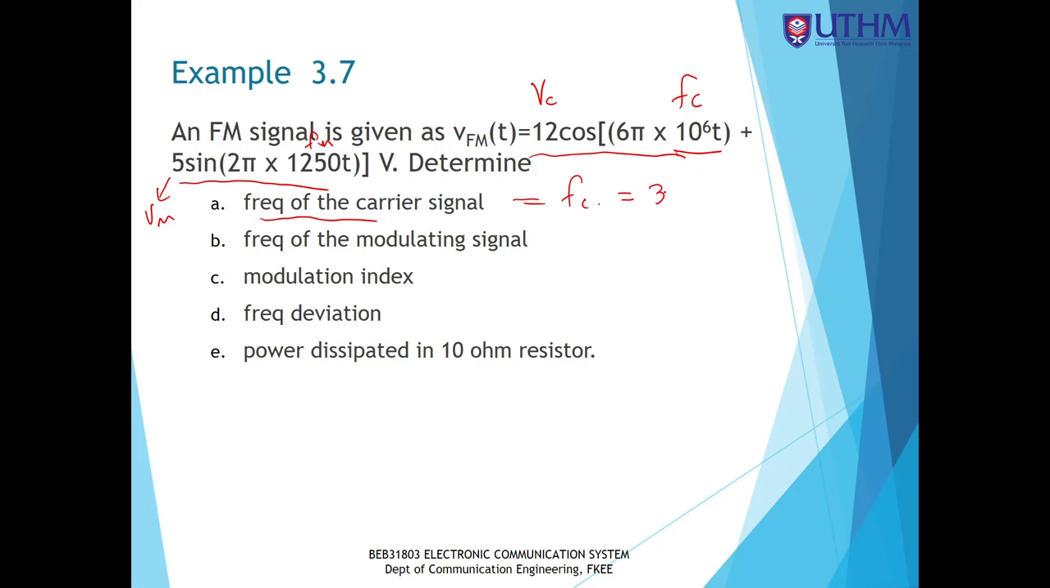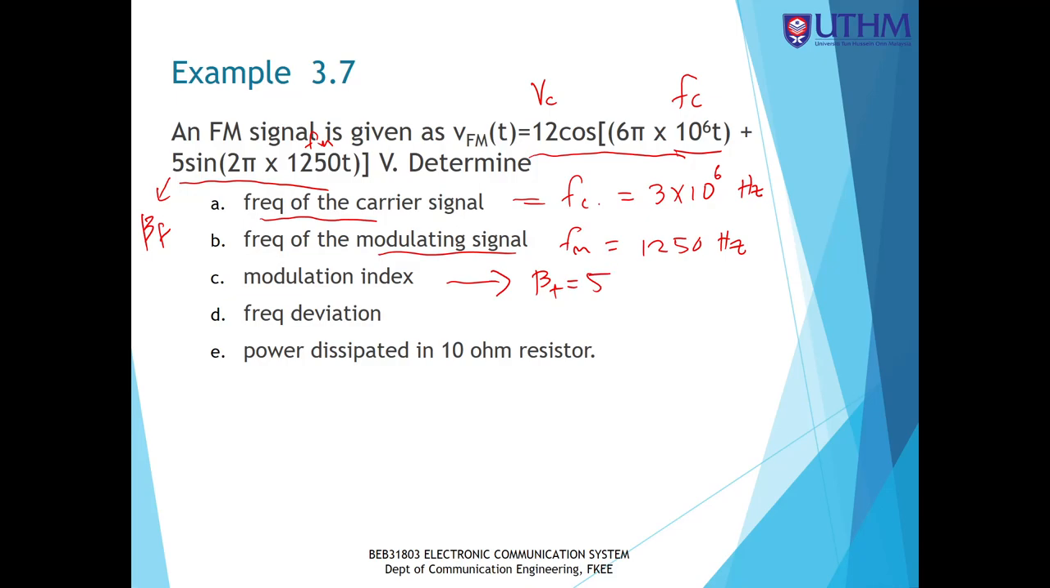So fc is equal to 3 times 10 power of 6 hertz, 3 MHz. Because this one is 2 pi, so you need to divide with 2 pi, so you get 3. The frequency of the modulating signal, fm, is equal to here, 1250 hertz. Oh, very easy, okay. Oh, sorry, this is not Vm, this is beta, sorry, my mistake. So this is supposed to be beta f. So Vc, fc, we get beta f. So beta f, straight away we can get beta f is equal to 5.